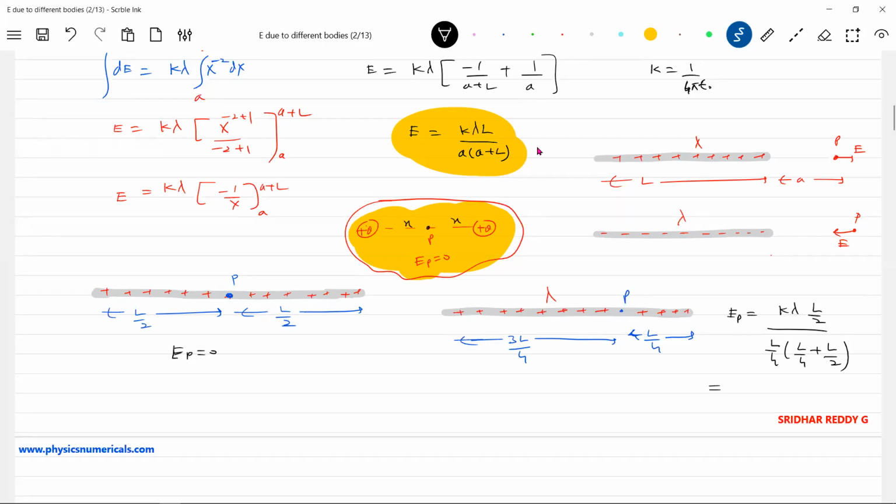Anybody? K lambda. What shall I write? 8k lambda by L, sir. Nothing will come, 3. 8k lambda by 3L, sir. Yes, 3L. How will it be directed? Direction? Towards right, sir. Towards right.